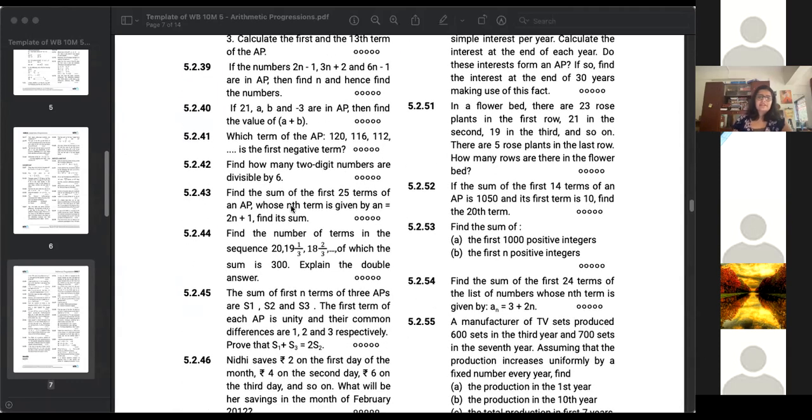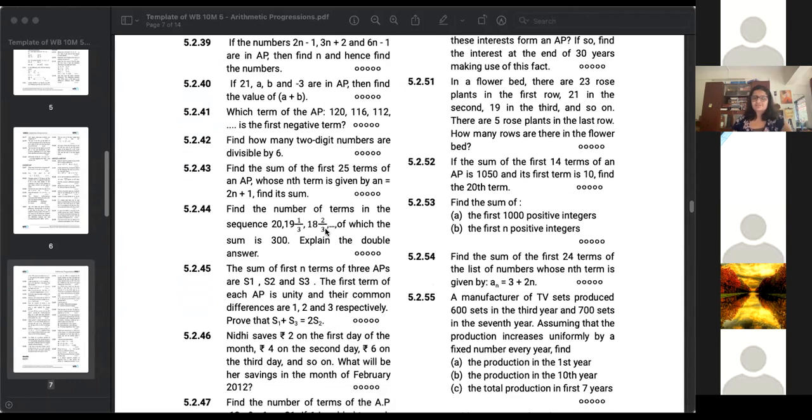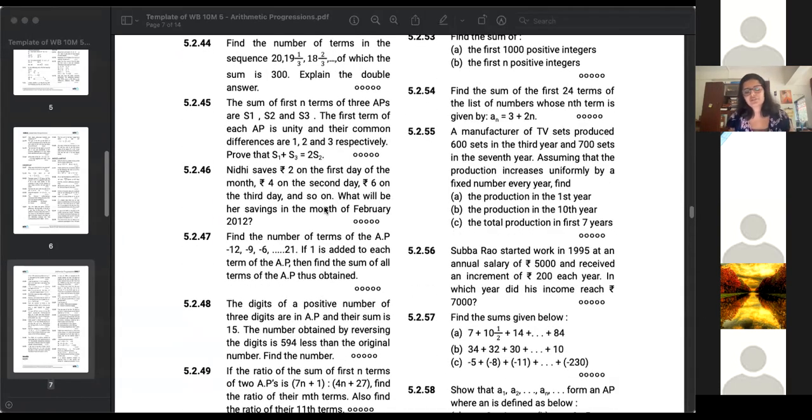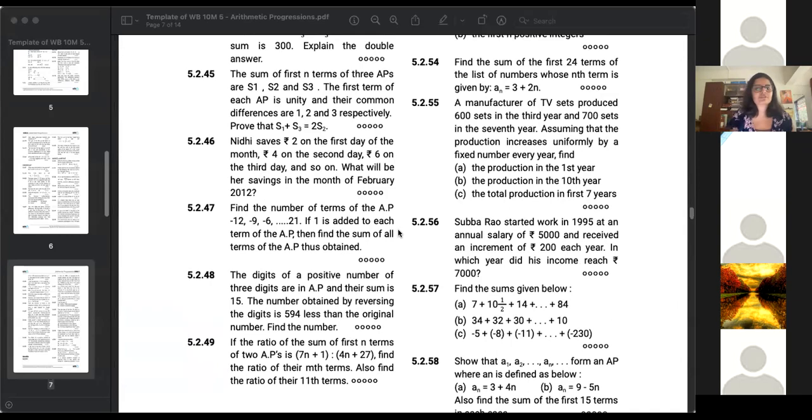So 43 again is like the nth term is given by an equal to 2n plus 1. So again, you need to figure out what is A, what is D from this given equation, and then find S25. So whatever question you come across, see if you can figure out a way to find what is A, what is D. That's the crux of this chapter. So once you have that, you have the AP, you can do whatever you want with it.